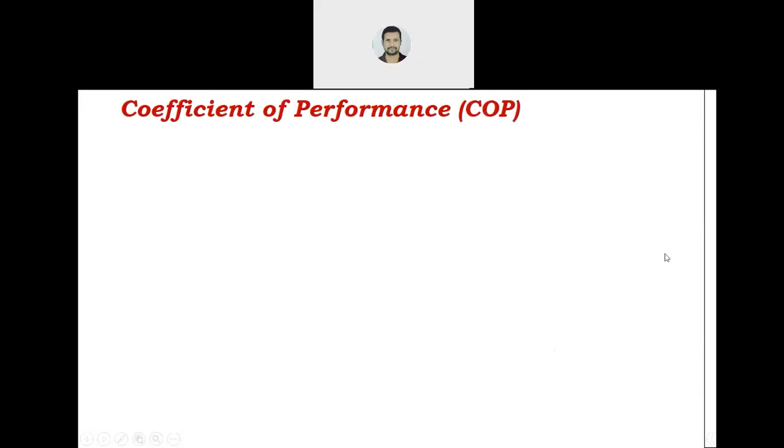Now, coefficient of performance. It is also in short known as COP. Now, what is this thing? If you remember, in case of engine, we talk about efficiency. Similarly, here we talk about the performance, coefficient of performance. How much is the performance of the device in terms of coefficient of performance?